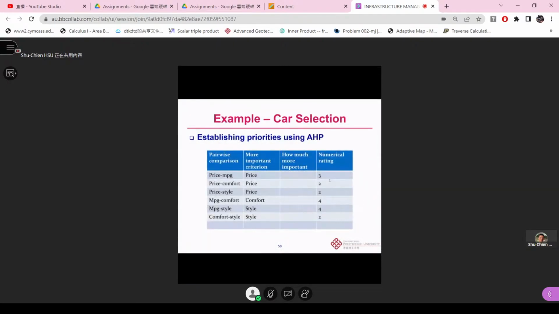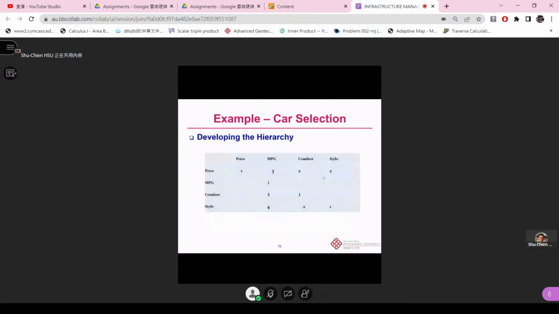Here you may see those numbers, where we get the numerical rating from page 50. This means that between price versus MPG, price is more important. So price is 3 versus 1 for MPG. That's why in the first row, price versus MPG, in this cross column, we put 3. Did you get it?